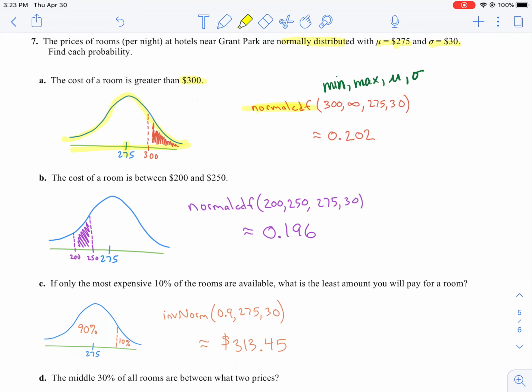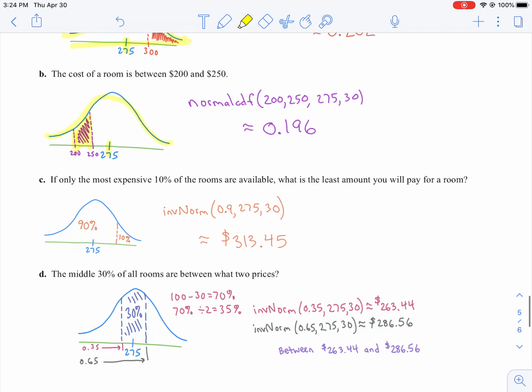For part B, it says the cost of a room is between $200 and $250. I know it's approximately normal. Here's the mean. Here's 200 and 250, and I want to find the area in between that. So normal CDF, there's the minimum, maximum, mean, standard deviation in order to get our answer.